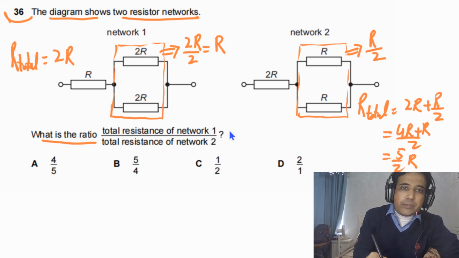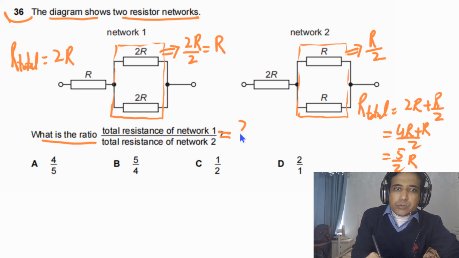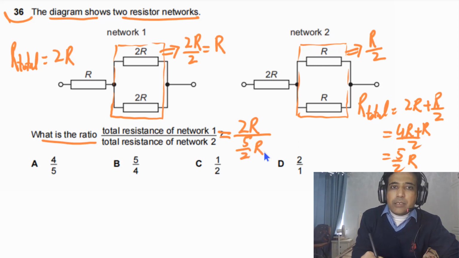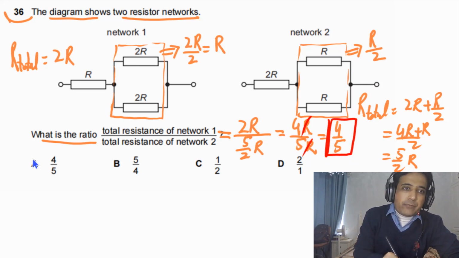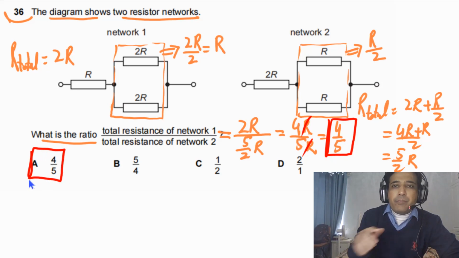So we need to find the ratio now. First network: 2R divided by 5 by 2R. In this case we will get 4R divided by 5R. So simply this is equal to 4 by 5, because R will be cancelled. So the answer for this one has to be 4 by 5. So the answer is A.